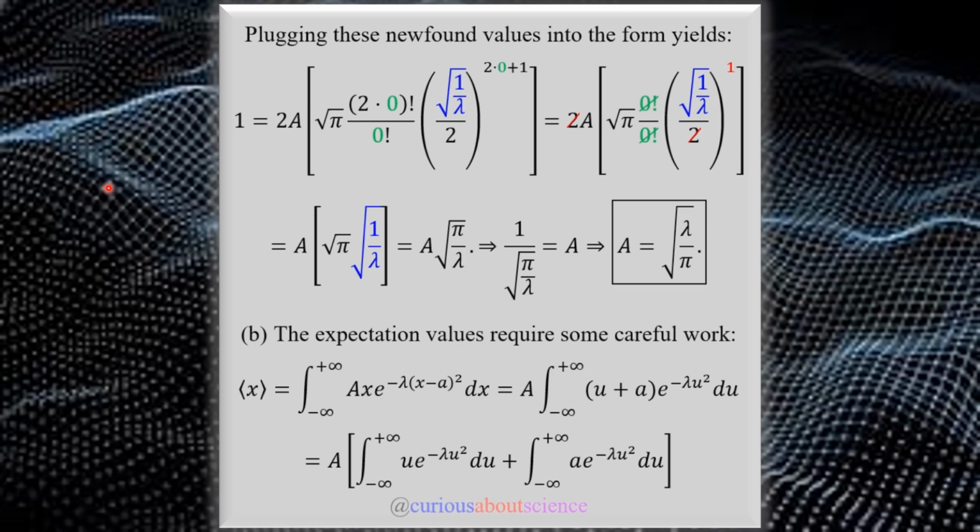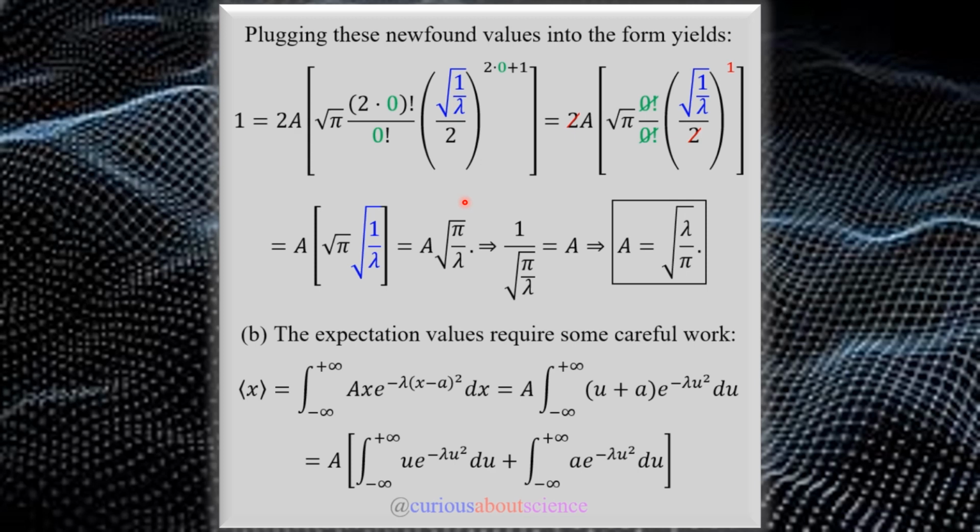The 0 factorial over 0 factorial cancels out. That's nice, not always guaranteed. This 2 and this 2 cancel out due to the fact that 2 times 0 plus 1 leads to an exponent of 1, so we only have one factor of 1 over 2. That's nice. Eventually, we can just consolidate the square roots due to their properties, and we get square root of pi over lambda. Easy enough.